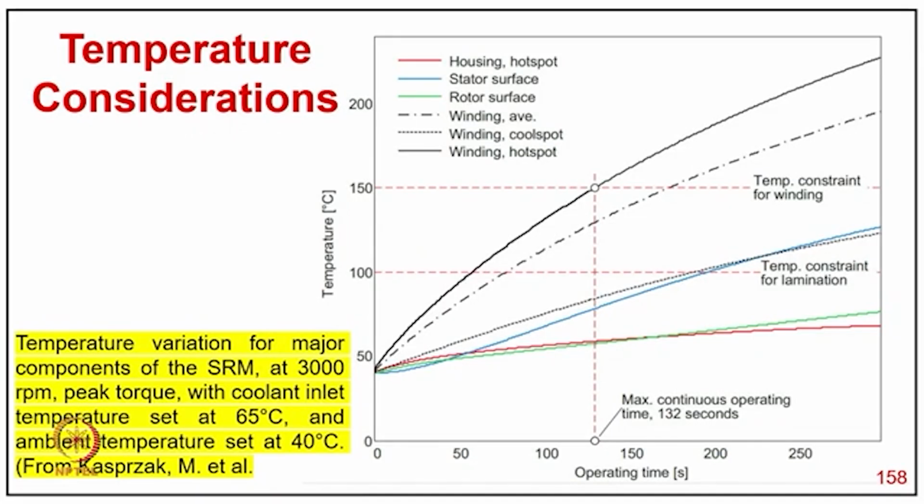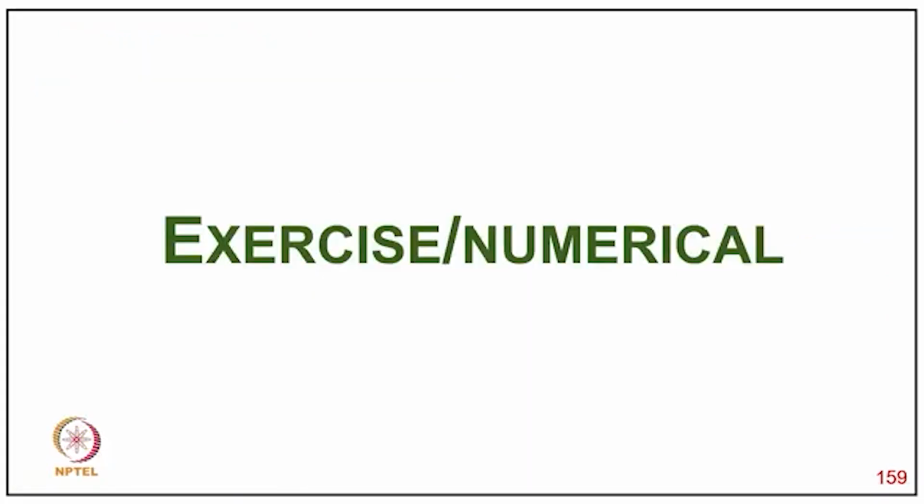Now coming to temperature consideration: with the operating time, how does the temperature rise change? For housing, typically the hot spot, then stator surface, rotor surface, then winding, average winding temperature, cool spot temperature, hot spot temperature. Temperature variation for the motor components of the SRM at 3000 RPM, peak torque, with coolant inlet temperature set at 65 degrees Celsius and the ambient temperature set at 4 degrees Celsius typically. So now coming to exercise and numerical problems.